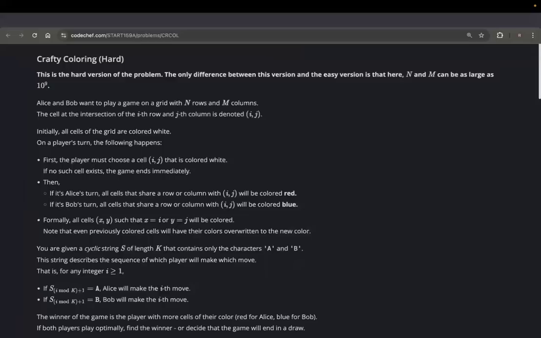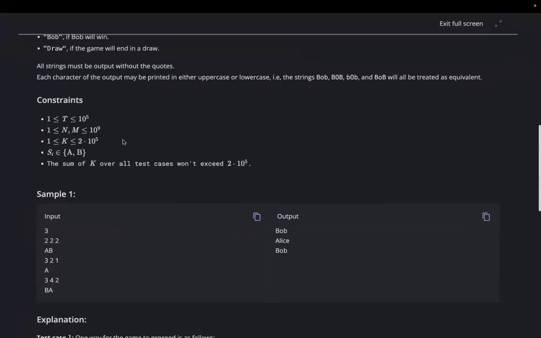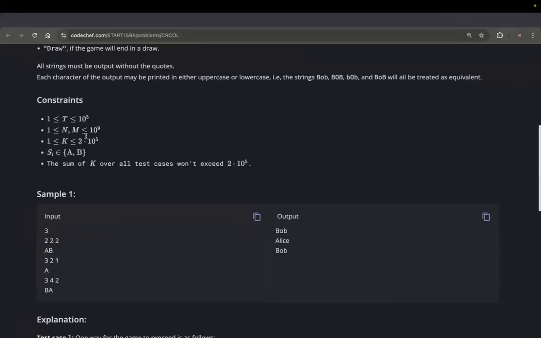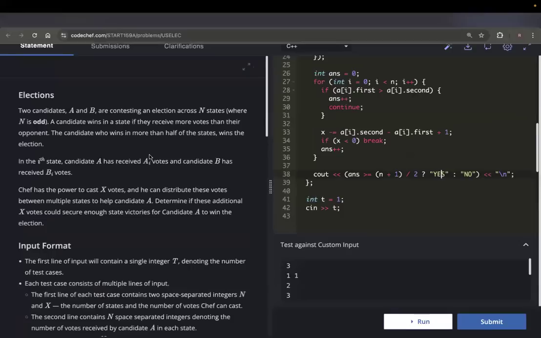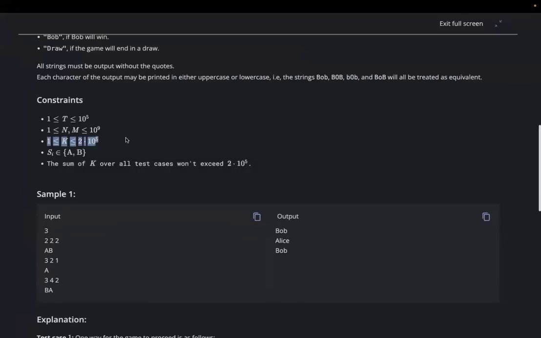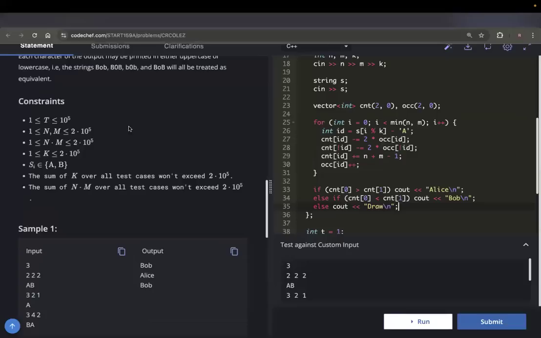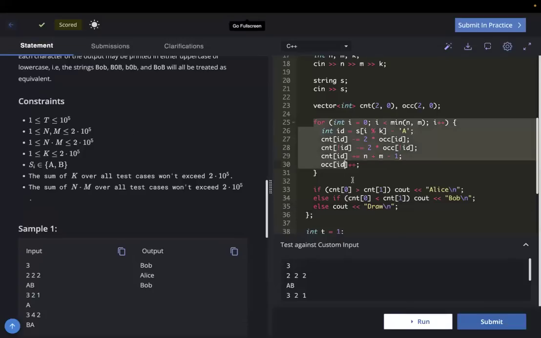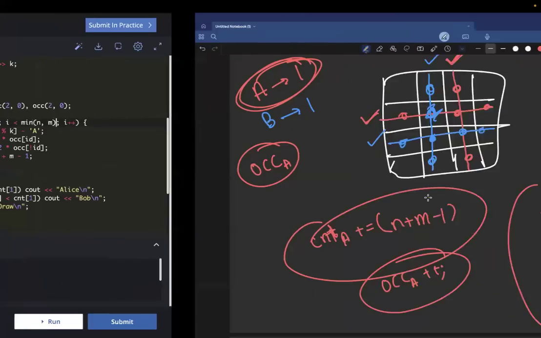And in the harder version, the difficult bit would be that n and m can be very large, very huge. That's the only difference. n and m can become very huge now. So the previous approach won't work, as we can't run a for loop of minimum of n comma m size.